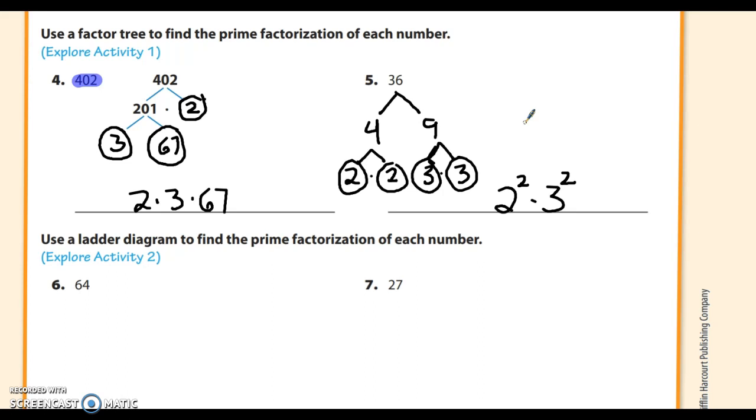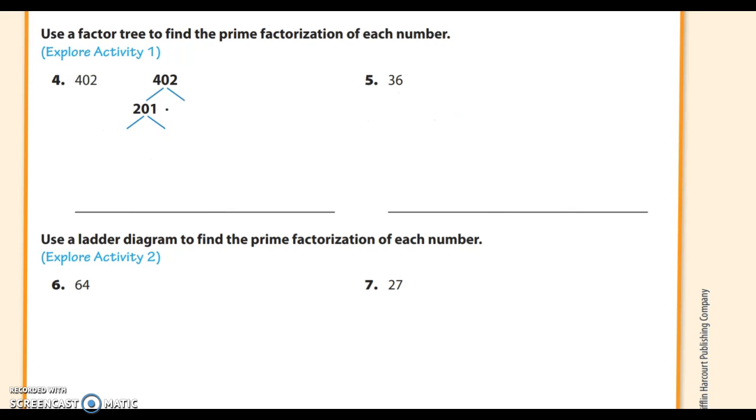If you chose to do a different set of branches, like 2 times 18 or 3 times 12, you would have gotten the same answer. Your path would look different, but you would get the same answer. All right, let's keep going. Let's review the ladder diagram.